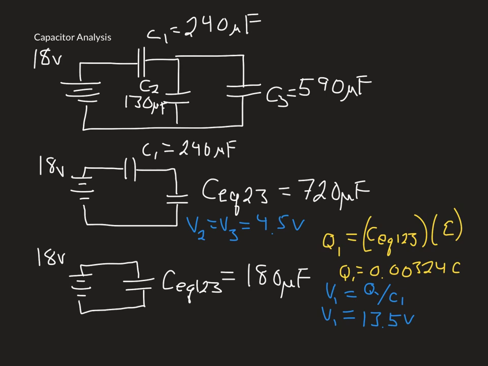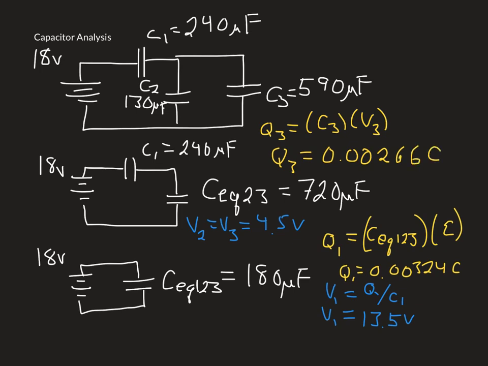Now that I know the voltage drop across each of these capacitors, I can calculate the charge on each one of those capacitors. So the charge on capacitor 3 is equal to the capacitance of capacitor 3, 590 microfarads, times the voltage on it, 4.5 volts. And when I multiply those together, I get 0.0026, I think it's 5, I'll just round that to 6 for now, coulombs.